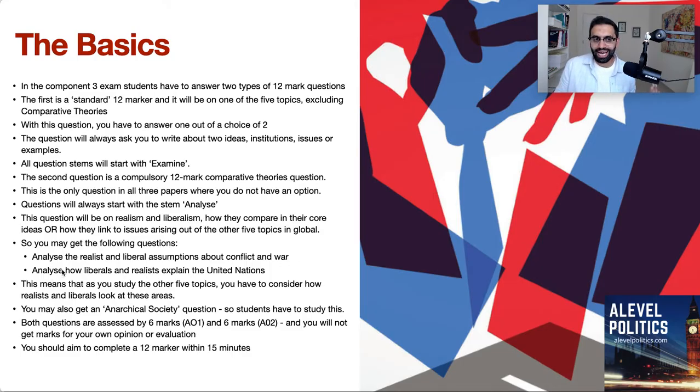Or you could get how to analyze how realists and liberals explain the United Nations, for example, or explain global governance institutions. So this will be a connection with the other 5 topics, or realism and liberalism, and how it connects with the other 5 topics. So you could get these 2 types of questions.